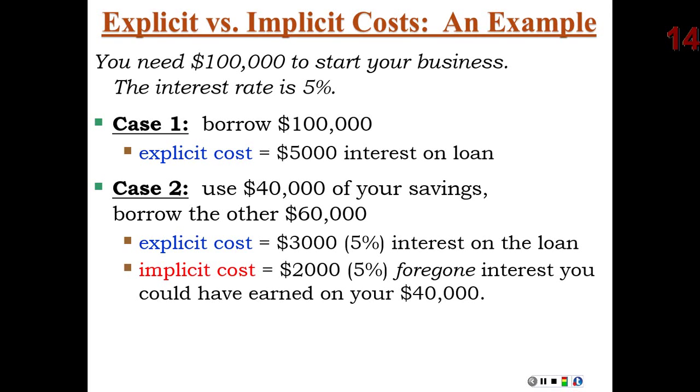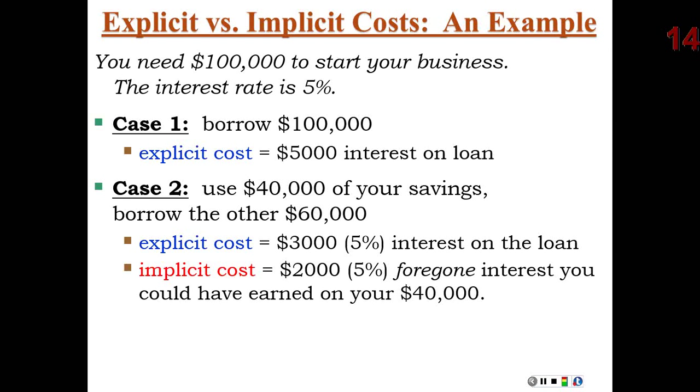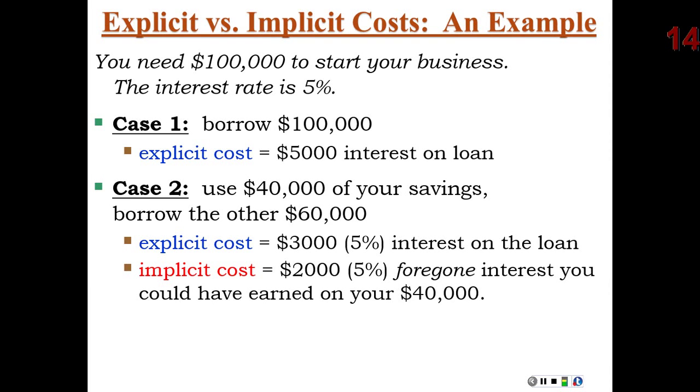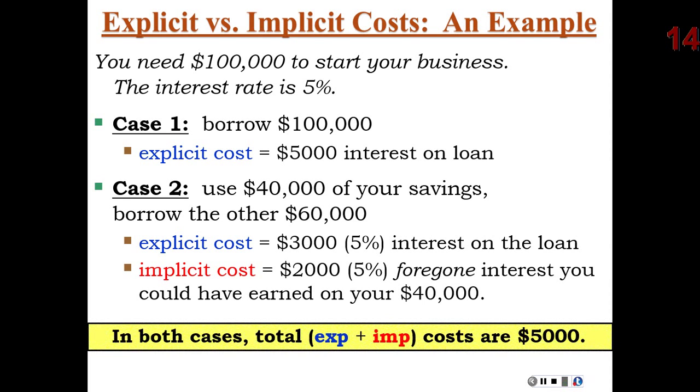That doesn't mean it was a wrong decision. It just means that the economist is going to count that, even though that money is sort of phantom, as it were. It's foregone. It's not going to be in an Excel spreadsheet somewhere. The economist would count it because it's an opportunity cost. It's an implicit cost. Okay, so really the accountant would say case 2 has lower costs. The economist would say both of these are really costing the business the same amount, and you should really be indifferent. Okay, because in both cases, to the economist, the total costs are $5,000.